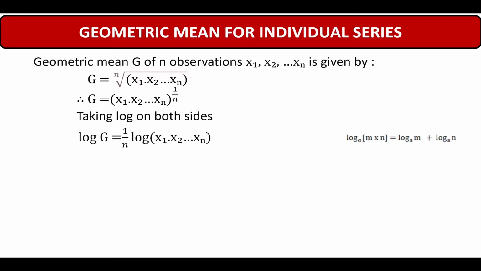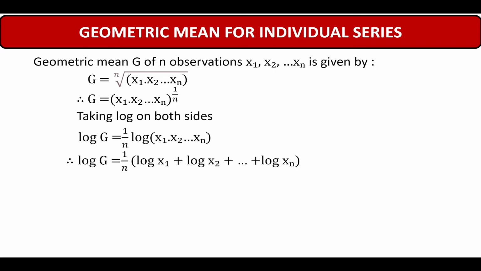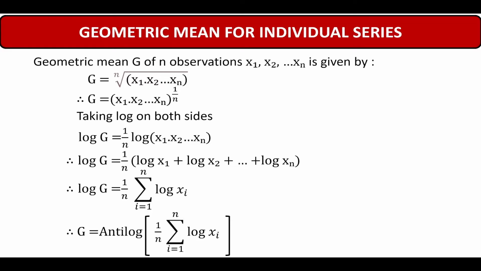We know that log of m into n is log of m plus log of n. Applying that to log of x1, x2 till xn, we get log of G is equal to 1 by n times log of x1 plus log of x2 and so on up to log of xn. This we can reduce to log of G is equal to 1 by n summation of i equals 1 to n log of xi. So G is equal to antilog of 1 by n summation of i equals 1 to n log of xi. So this was for individual series.